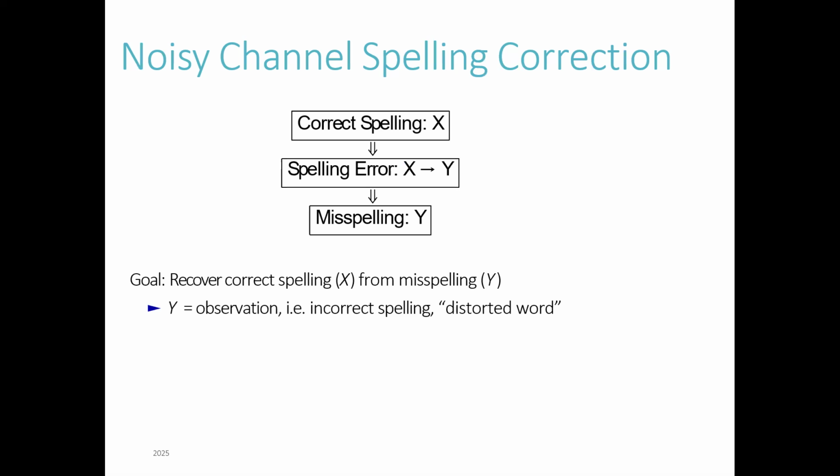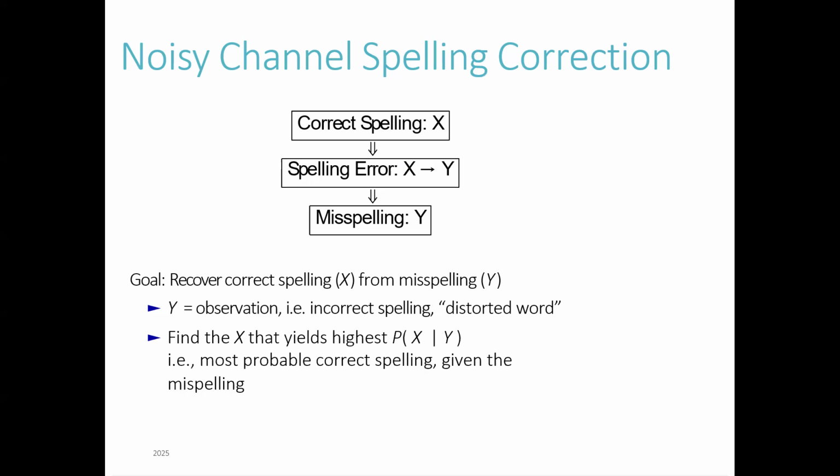If we can figure out what the error was and we can model it, that's our noisy channel, then we should be able to eliminate the error or work backwards and figure out what the correct word was supposed to be. So we do that with probability. We don't know exactly, we can only guess, but intelligent guessing is working on probability and statistics. So we're going to find the X, that is the correct spelling, that yields the highest probability given the misspelling.